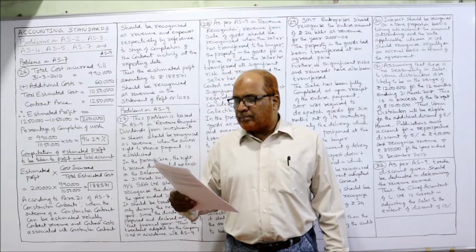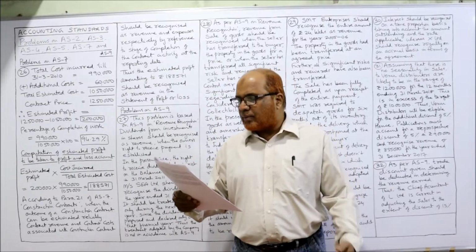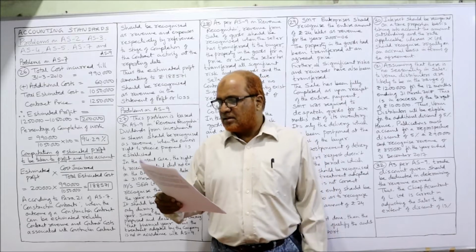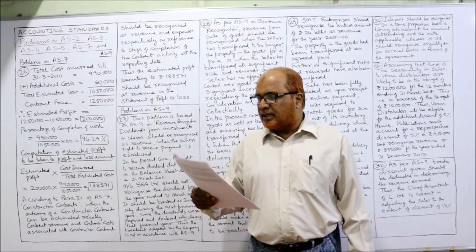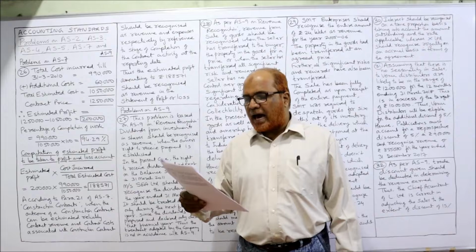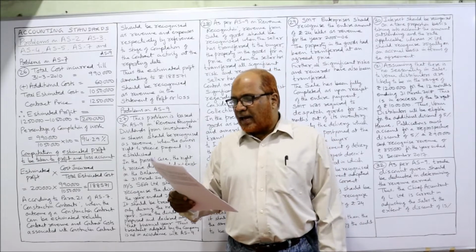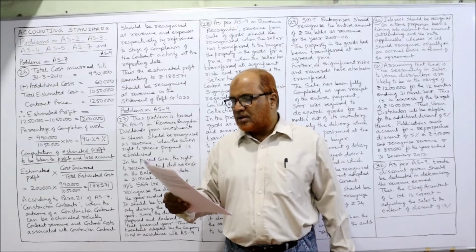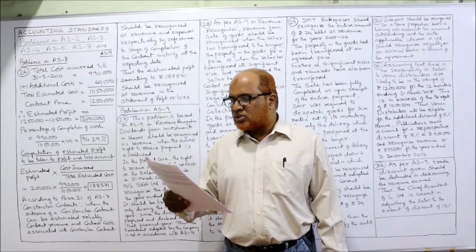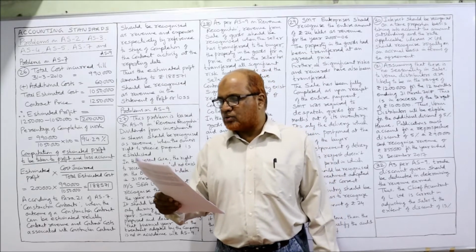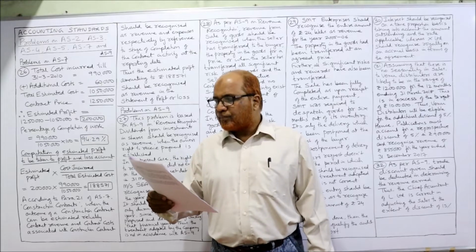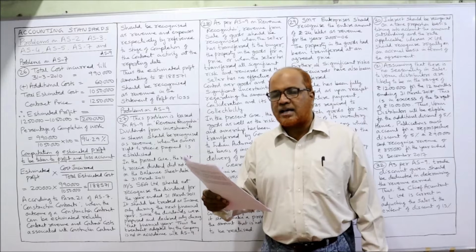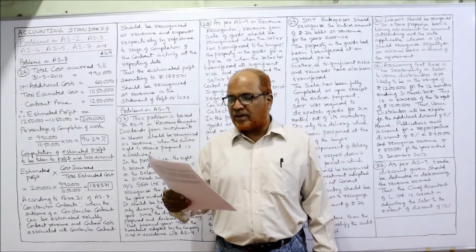It is estimated that by spending an additional amount of 60,000, including provision for contingencies, the work can be completed in all respects in another 2 months. The agreed contract price of the work is rupees 12,50,000. Compute a conservative estimate of the profit to be taken to profit and loss account as per AS7.